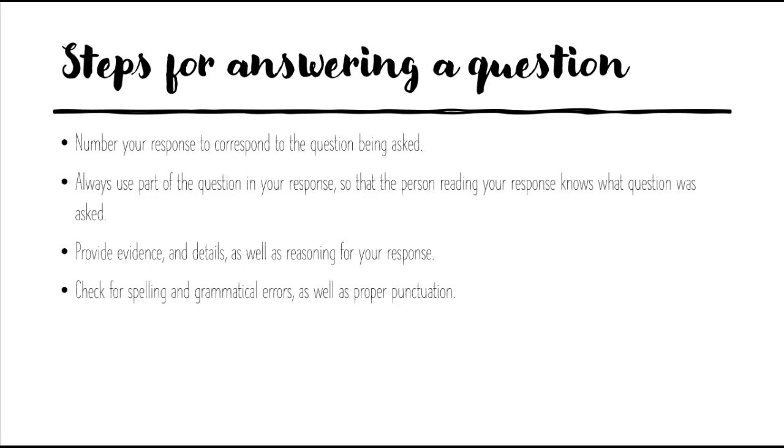The next thing that you should do is make sure you provide evidence and details as well as reasoning for your response. You should also check for spelling and grammatical errors as well as for proper punctuation. And if you're doing your answers on a Word document or any other type of word processing document, it will underline the words that you need to check to see if they're spelled correctly. Grammatical errors are also underlined, and so you can click and see what the suggestion is to improve on that.